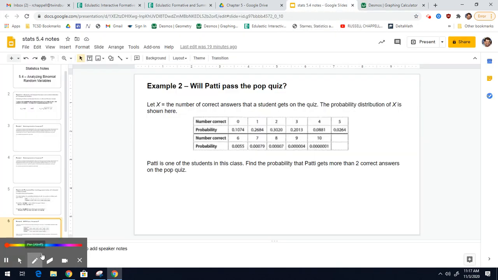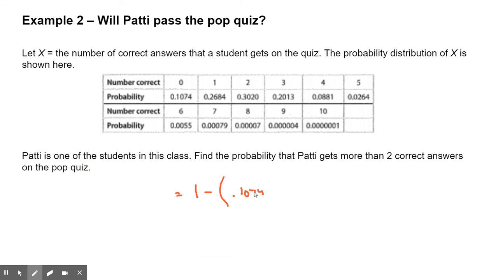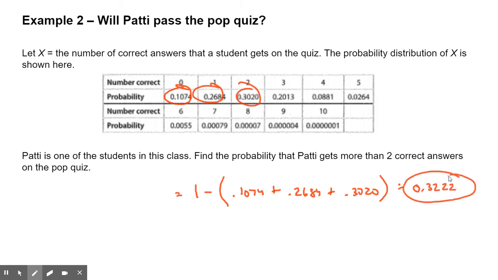Okay. So again, if we come back here, because I really didn't write it out, so let me just write it out real fast, I hope. Okay, so again, that would be 1 minus, and we added 0.1074 plus 0.2684 plus 0.3020, right? We added those 3 up and subtracted from 1 and got 0.3222. Okay, so again, however you want to do the problem, long way or short way, it's up to you. All right, objective 3 is coming up next.